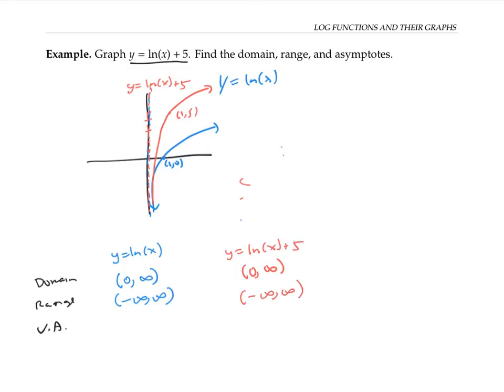And finally, we already saw that the original vertical asymptote was the y-axis, x equals 0. When we shift that up by 5 units, it's still the vertical line x equals 0.